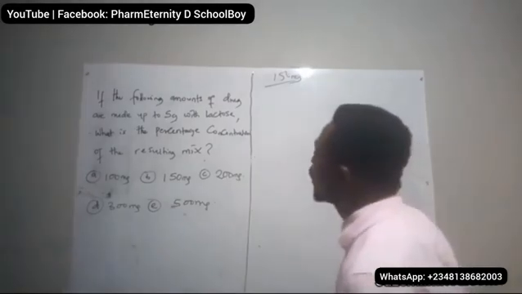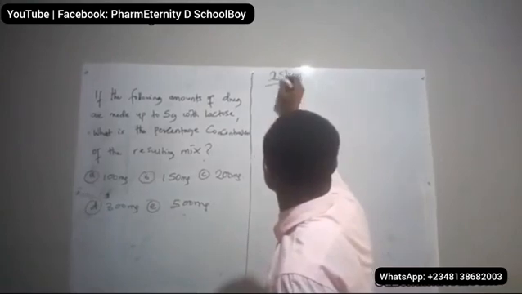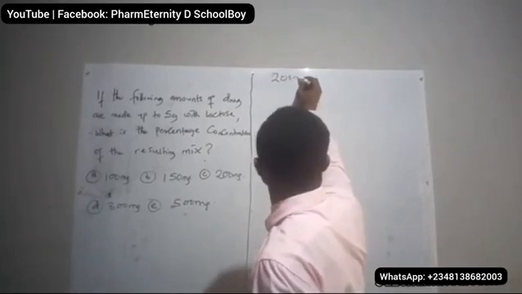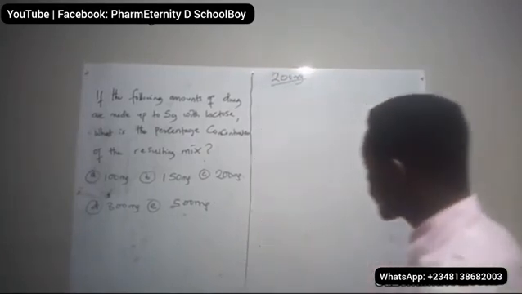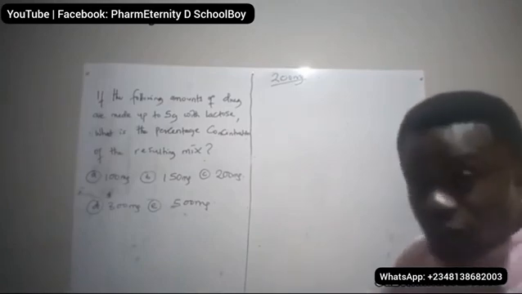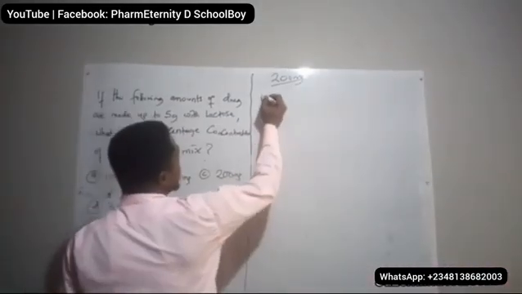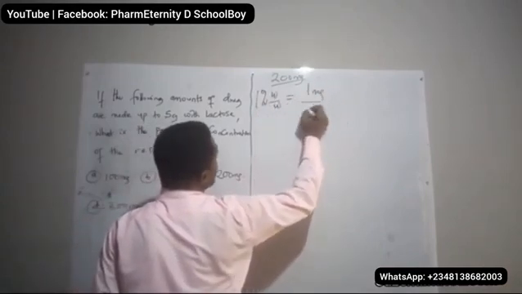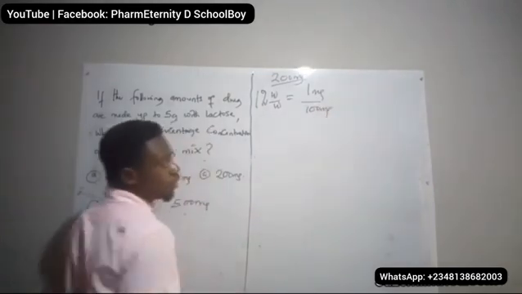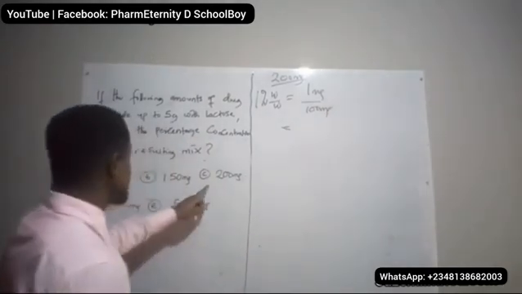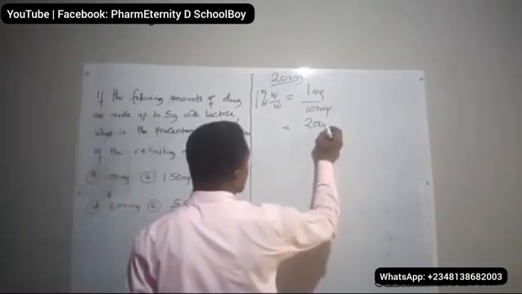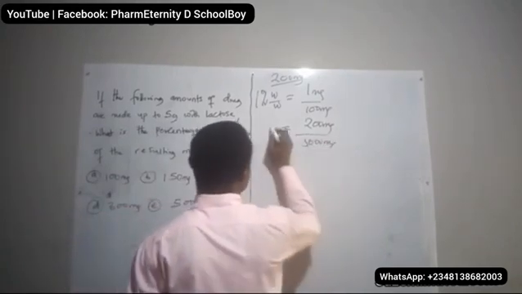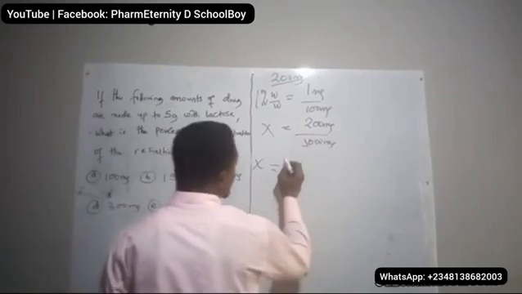Okay, 200 milligram. We are looking at 200 milligram here now. On solving for 200 milligram, following the same pattern, we have that 1% weight per weight is equal to 1 milligram over 100 milligram. But we are looking at 200 milligram over 5,000 milligram, which is X.